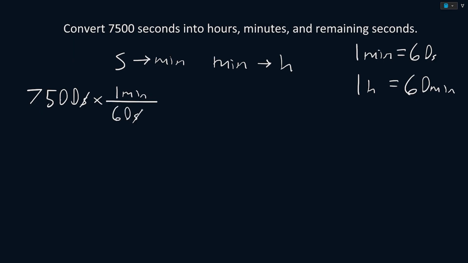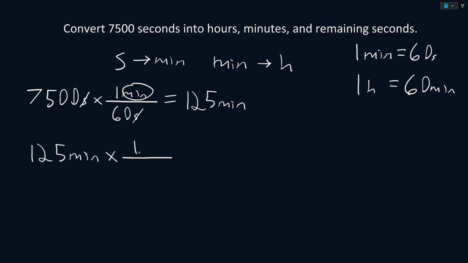Here the seconds cancel and leave us with minutes, and solving this, we get that there are 125 minutes in 7,500 seconds. Now to convert 125 minutes into hours, we need to multiply through our conversion factor of 1 hour is equal to 60 minutes. Here the minutes cancel and leave us with hours. This tells us that there are 2 hours and a bit of a remainder of minutes.